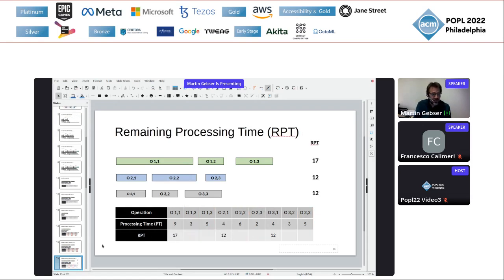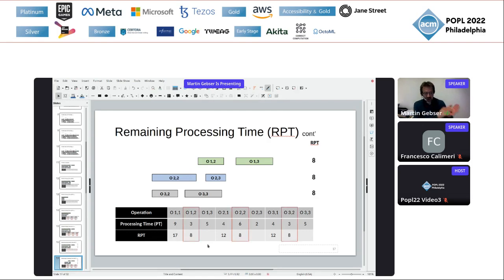That's one static feature. What is also inspected quite frequently when people look at scheduling problems is the remaining processing time, which somehow looks into the future and estimates how much work still needs to be done after an operation. So at the beginning, it's the entire processing time for all of the operations in the job. For instance, here you see it's 17 for the first job. It has 3 operations, and that's the sum of processing times.